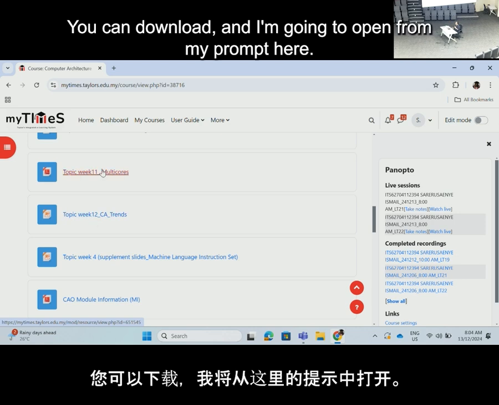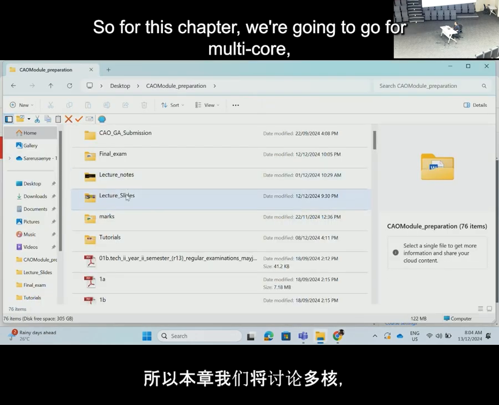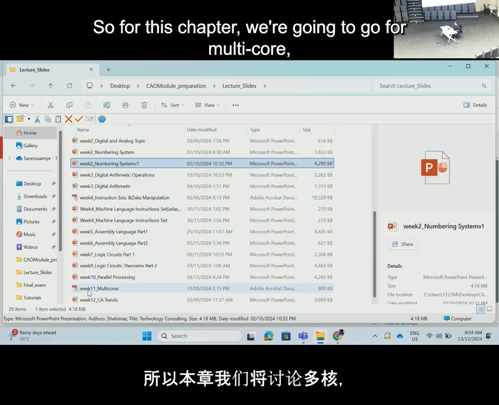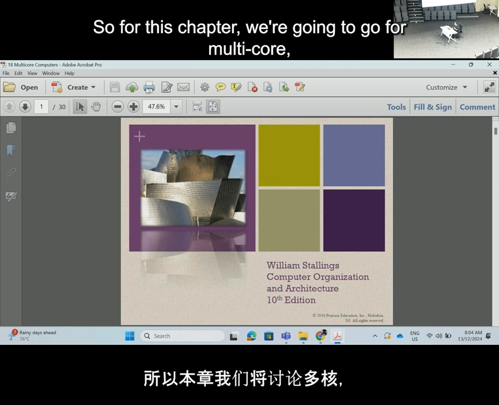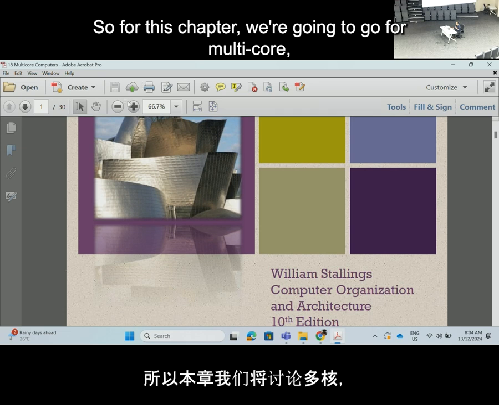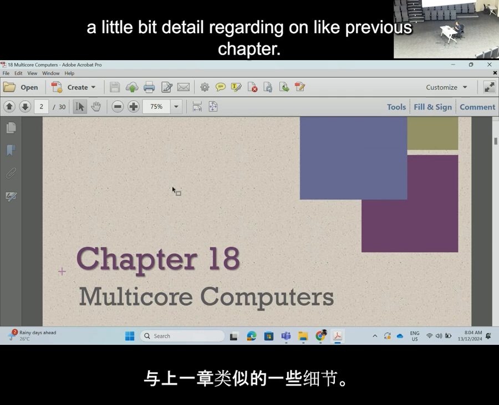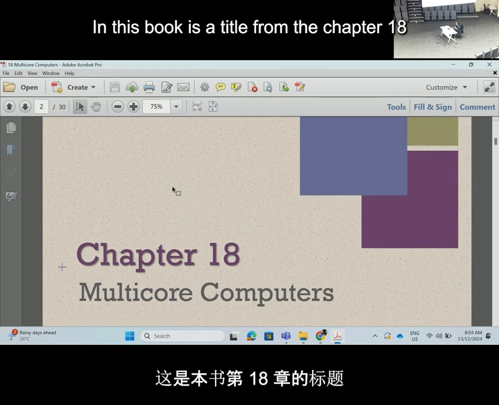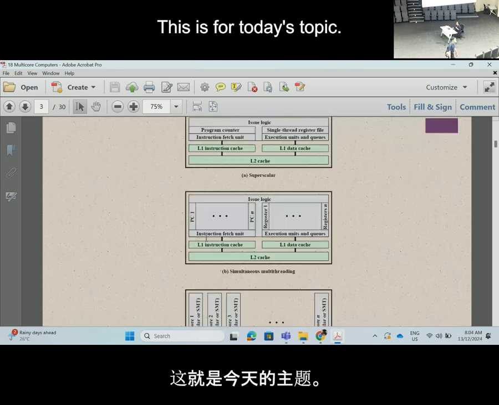Take a look at this. You can download it, and I'm going to open it from my prompt here. For this chapter, we're going to go into multi-core in a little more detail than the previous chapter. In this book it is cited as chapter 18, and from our module information it is chapter 11. Okay, this is for today's topic.